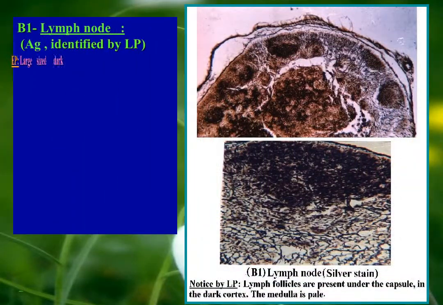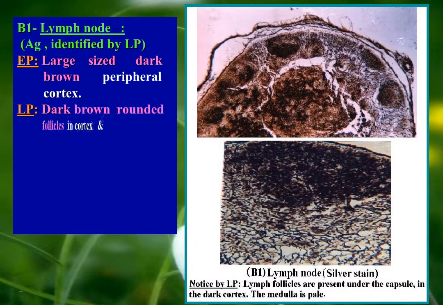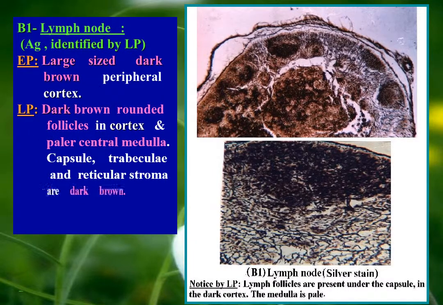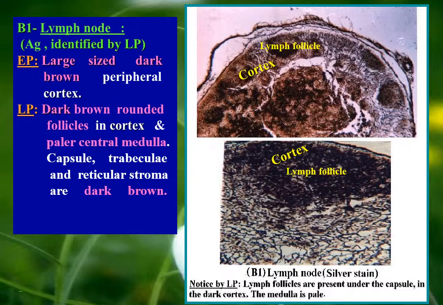Lymph node stained with silver for studying the reticular stroma. By eyepiece it is a large-sized brown tissue. By low power it shows a dark brown peripheral cortex containing rounded follicles and a paler central medulla. The stroma, formed of capsule, trabeculae, and reticular stroma, is dark brown.